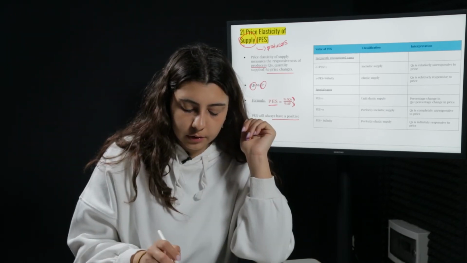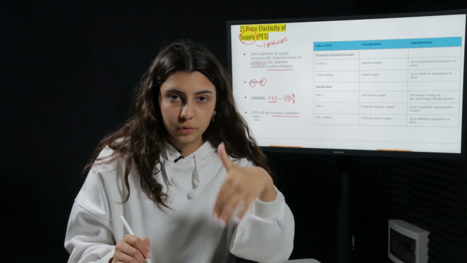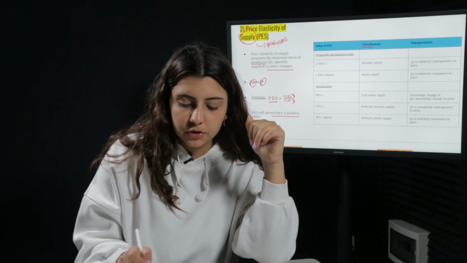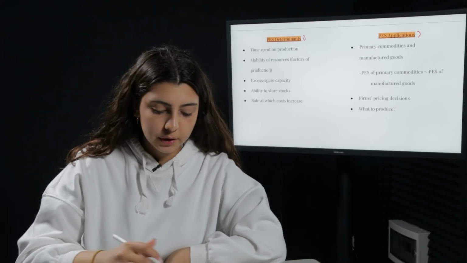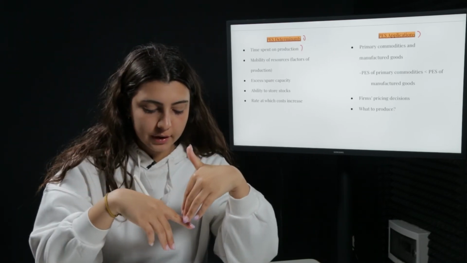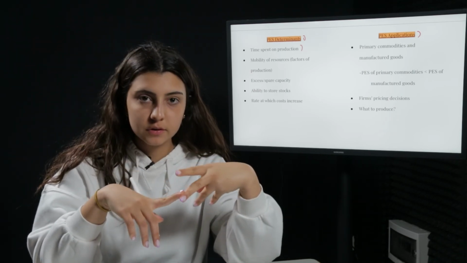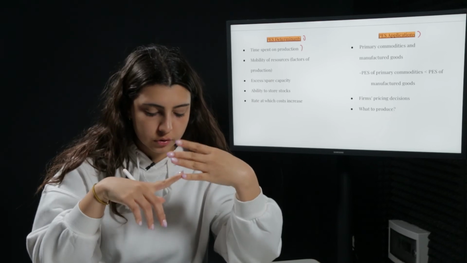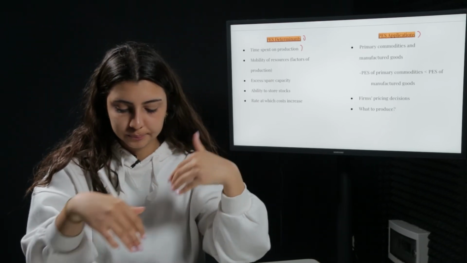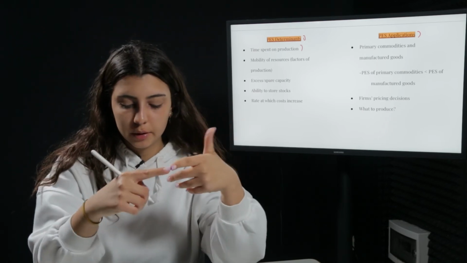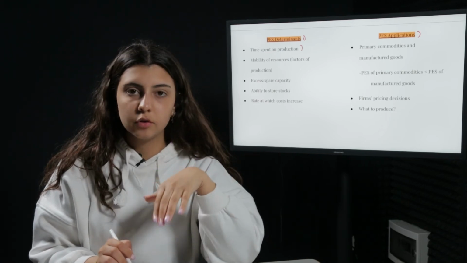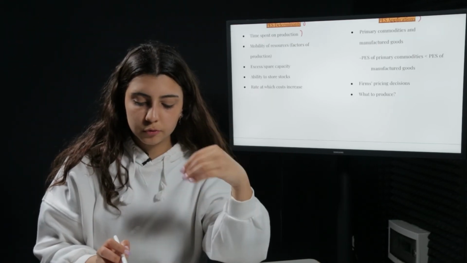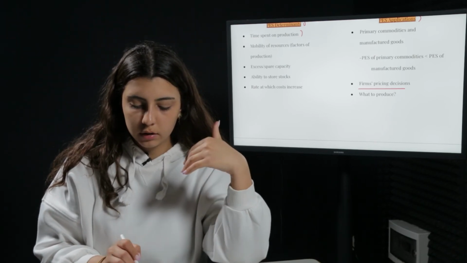And there's a table in here also explaining the same cases as PED, so you can see those classifications and interpretations in here. And the same thing occurs with PED in here as well. So the determinants and applications of PES are time spent on production, mobility of resources, excess or spare capacity, and the ability to store stocks, also the rate at which costs increase. And we have the applications, which are primary commodities and manufactured goods. So the PES of primary commodities will be less than the PES of manufactured goods. And also firms' pricing decisions, like I explained earlier, and also what to produce.